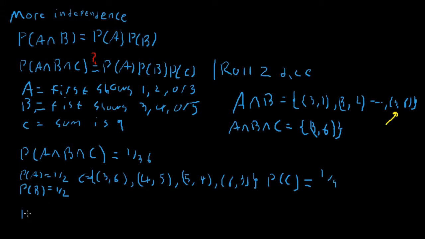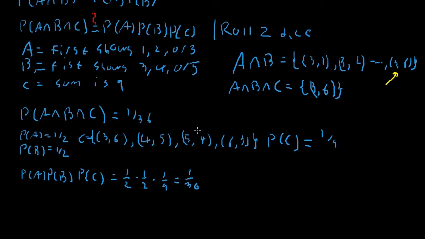But what do we have here? P of A times P of B times P of C is equal to a half times a half times a ninth, and that's equal to 1 over 36 also. But we just said these events are not independent, at least by our intuition. So this clearly isn't enough. So what else do you think we would need?